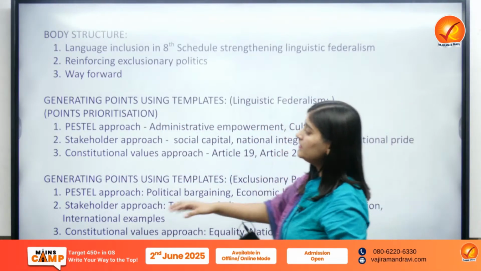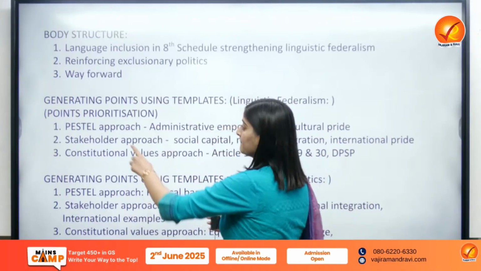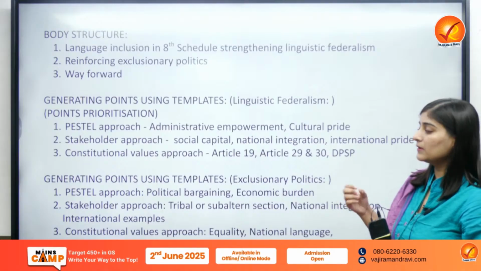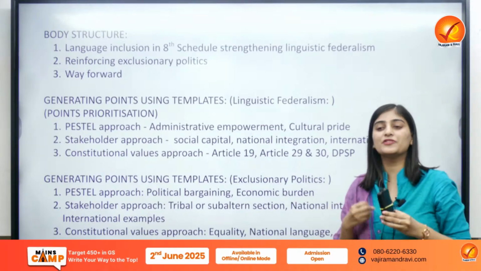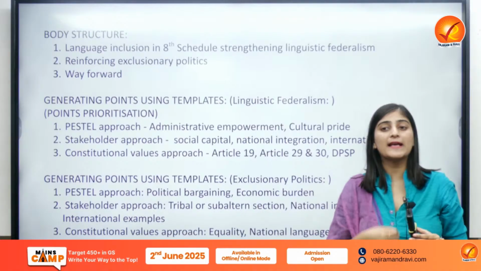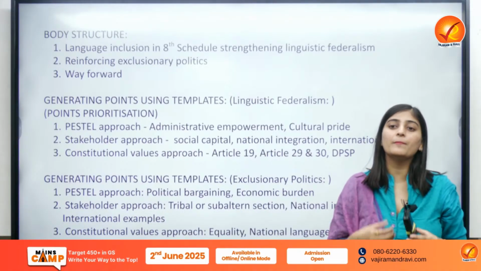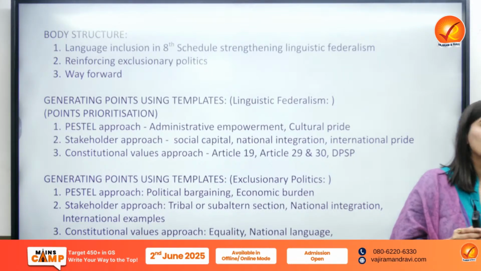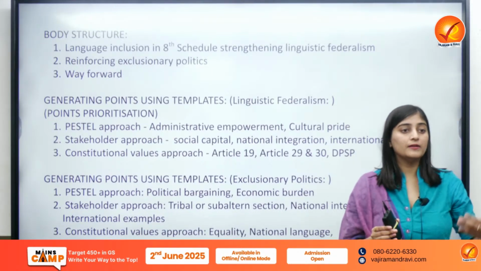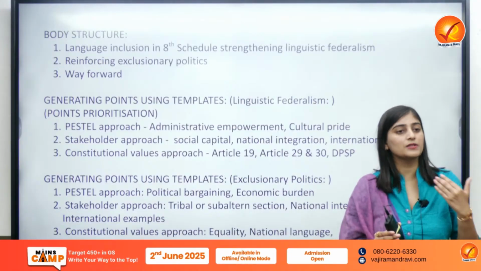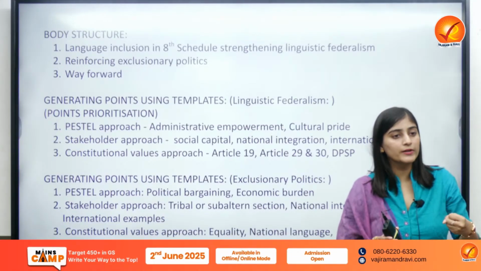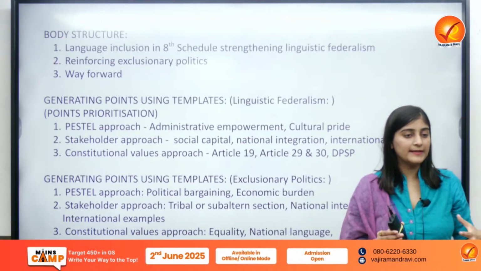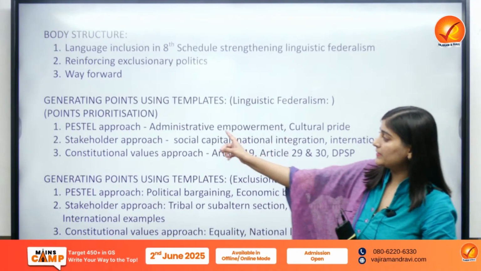Linguistic federalism. Again, point prioritization is important. Pestle approach. Administrative empowerment. People of different areas will feel they are more administratively empowered. Their language is used as an administrative language. It gives a sense of empowerment. When your language is used as a language of the administration, you can read more documents, because not everybody knows English. Everybody in southern states does not, and the eastern states do not know Hindi. So when their language is included as an administrative language, it creates a sense of empowerment when their identities are recognized. So that you can mention here.